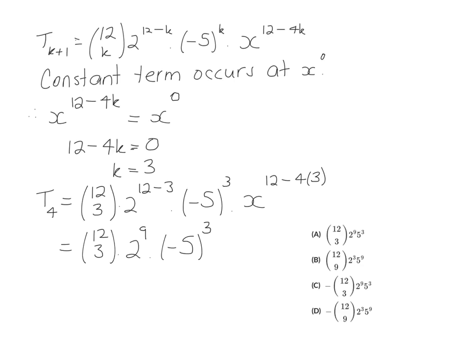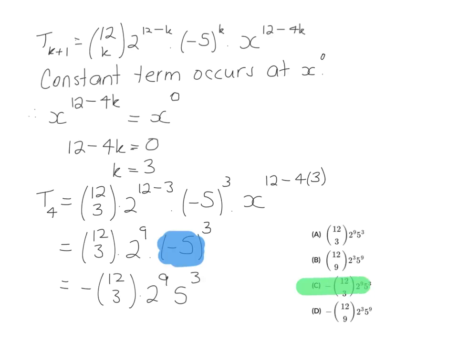So now linking back to our answers, we can see that half of our answers are positive values and half of our answers are negative values. So we need to consider what's happening with this negative 5 when we cube it. We know that any negative value to an odd power will remain negative, and so overall our constant term will be negative when we calculate it. By considering this, we can then match the answer that we found to the answers listed, and so our answer to this question was C.